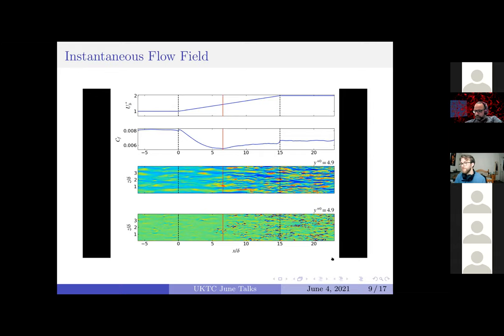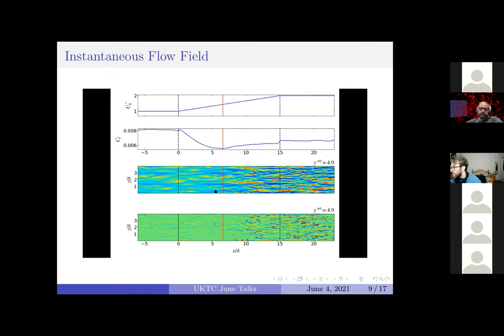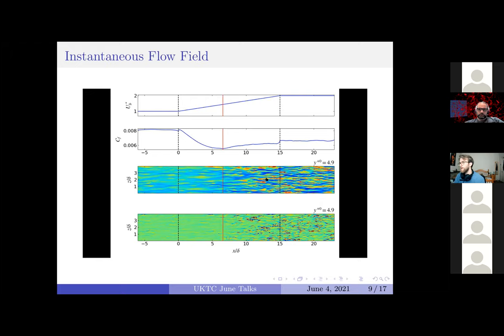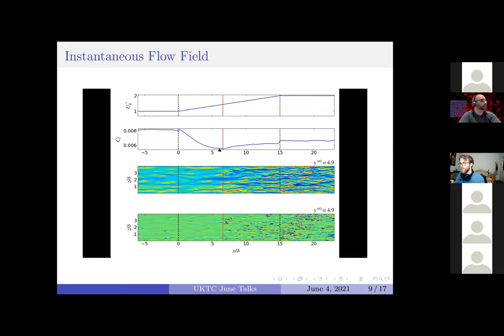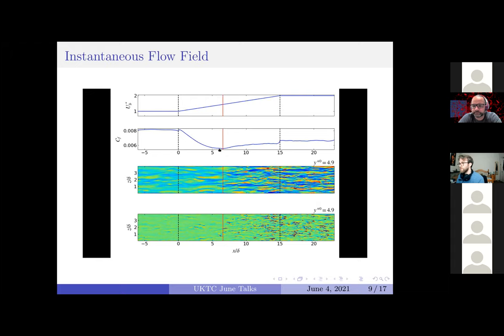Again, if we look at the streamwise velocity fluctuation, we can see how in this middle section after the red line, the spots coexist with those near wall streaky structures. We can also see in the skin friction coefficient that the increase is related to the increases in wall shear stress associated with the newly developing turbulent structures that are present there.